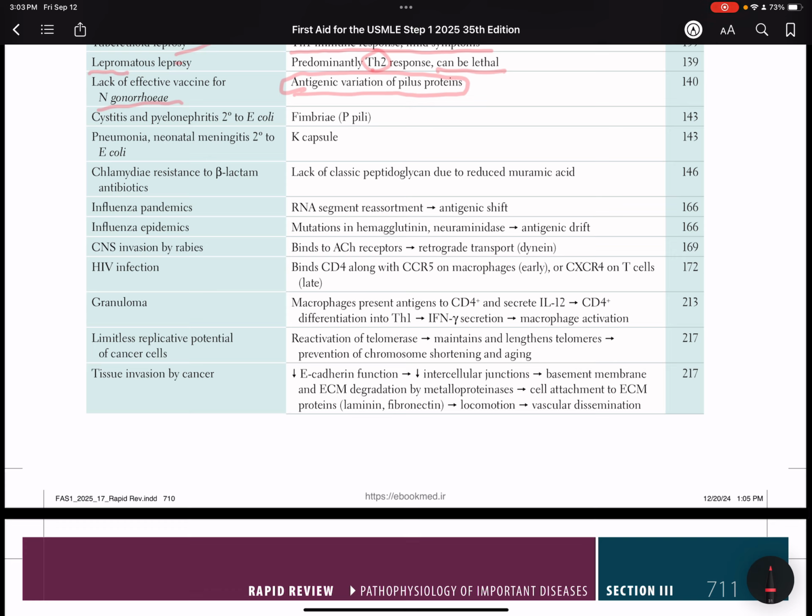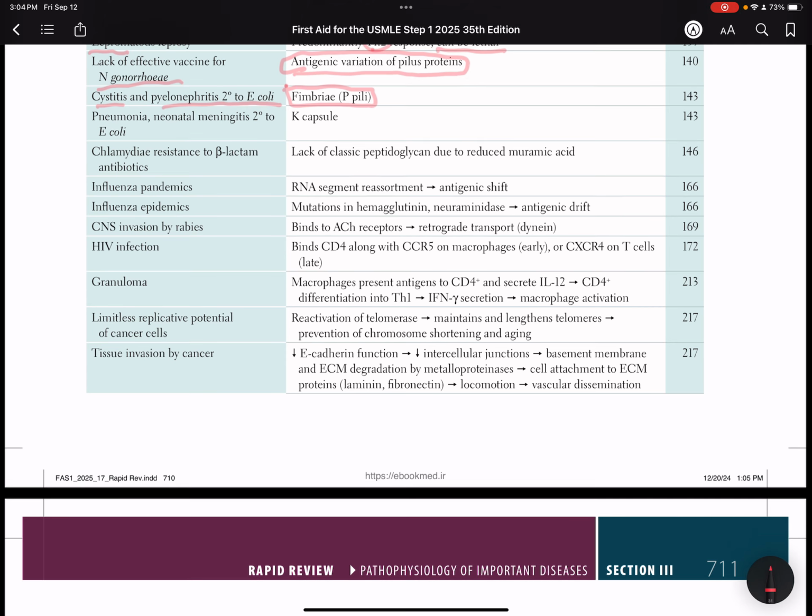What causes cystitis and pyelonephritis secondary to E. coli? Fimbriae, P pili, cause cystitis and pyelonephritis. Next condition would be pneumonia and neonatal meningitis secondary to E. coli. So K capsule causes pneumonia and neonatal meningitis secondary to E. coli.